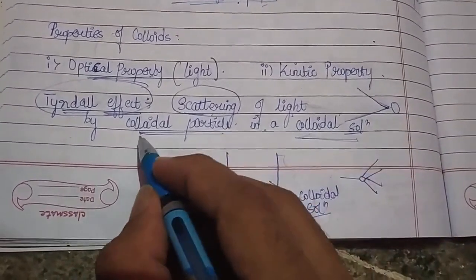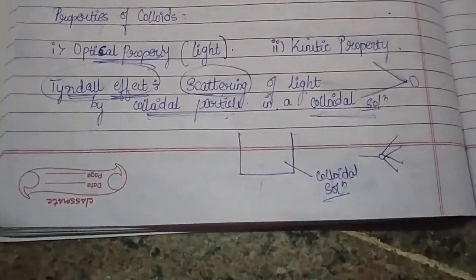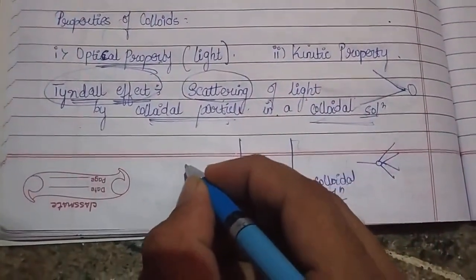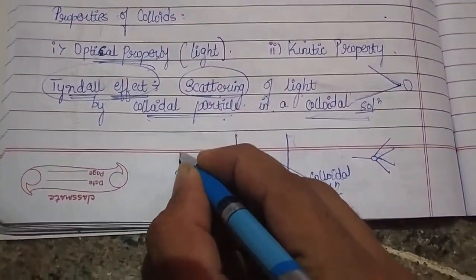A colloidal solution means colloidal particles, the disperse phase and the disperse medium, both were there. Then what we did is, we took a light source.